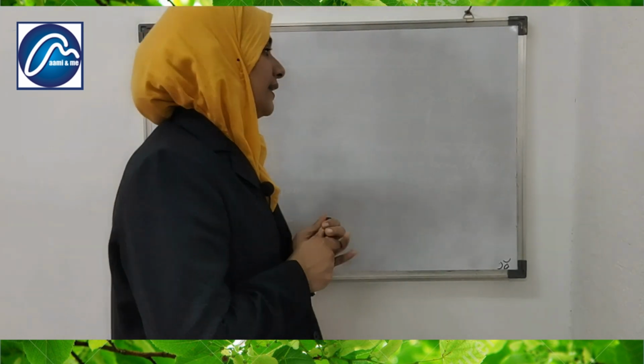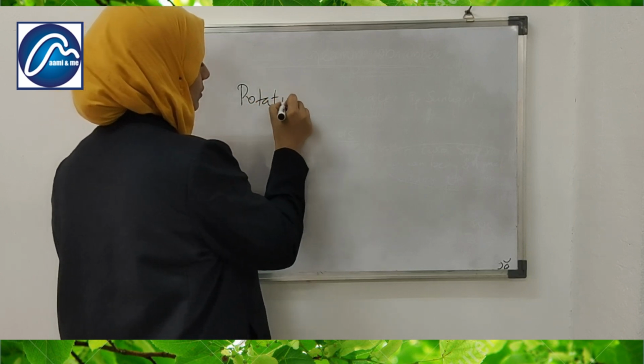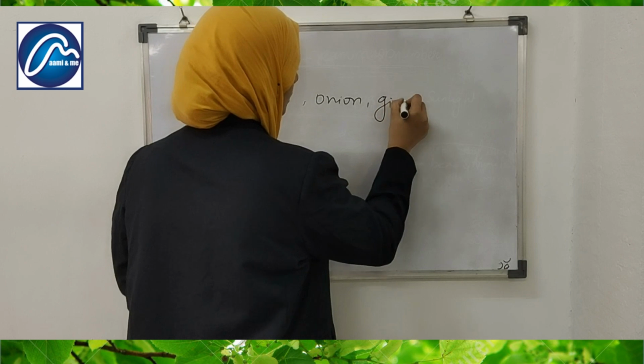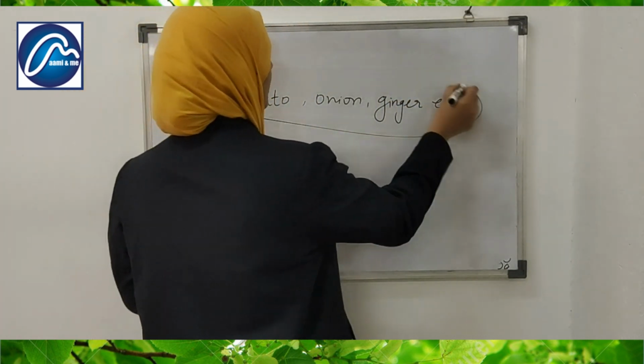Then underground stem. Some vegetables like potato, onion, ginger, etc. These plants are underground stems.